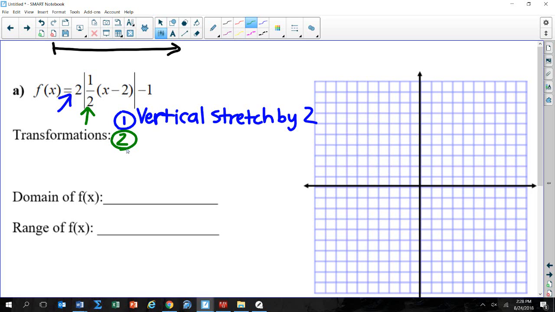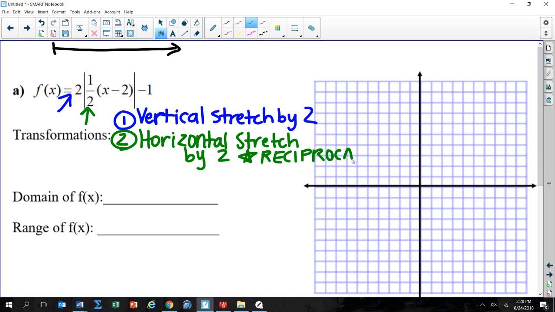Anything inside is weird. It's horizontal movement. So this is going to be a horizontal what? Stretch, right? We would think it's a shrink, but it's not. It's a stretch, and it's going to be a stretch by 2. The reciprocal of 1/2, which if I flip this fraction, would be 2 over 1. Okay, it's a horizontal stretch by 2. Put a big note, reciprocal. I'm going to ask you that over and over again. I'm going to be like, what's the key word for horizontal stretch and shrink? And you're going to be like, reciprocal. Yes. Okay, so that's a horizontal stretch by 2.